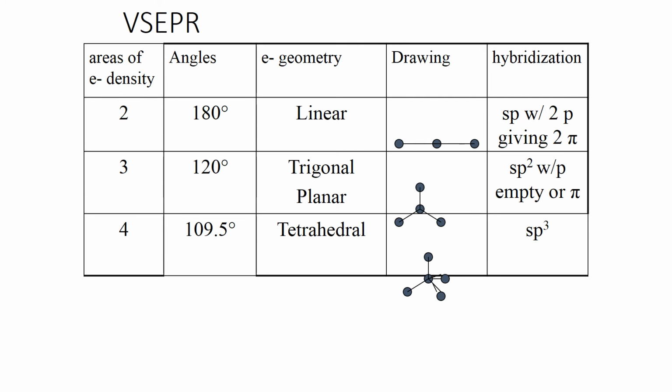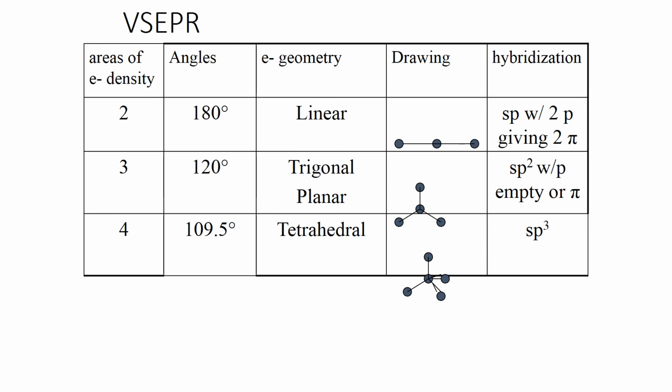Okay, to summarize VSEPR, if you have two areas of electron density, the bond angles are 180 degrees. You have a linear electron geometry, and you draw it just like this. What do you have? An sp hybridization with two leftover p's, giving two pi bonds. So every time you have linear arrangement, the atom that is linear must have sp hybridization and must have two pi bonds attached to it, either two pi bonds in one direction or one pi bond on one side and one pi bond on the other side.